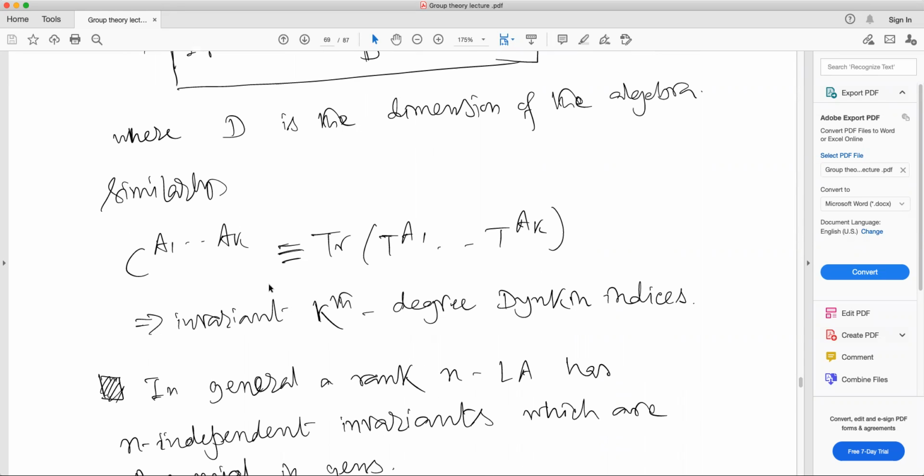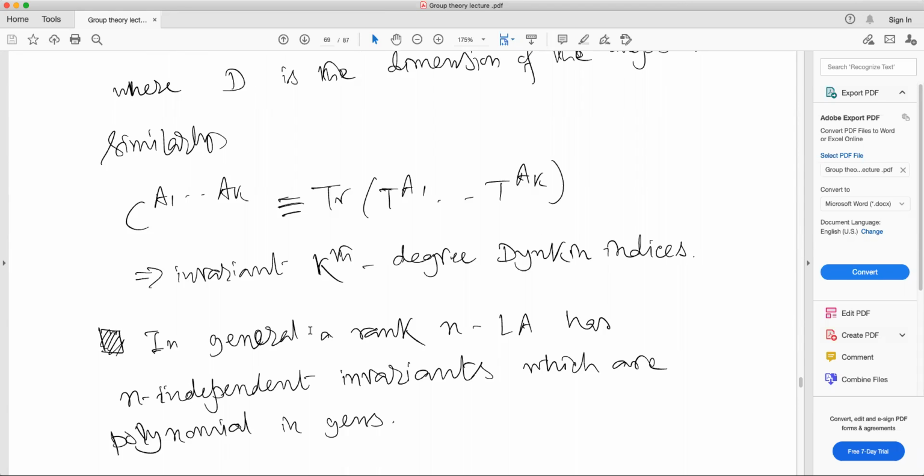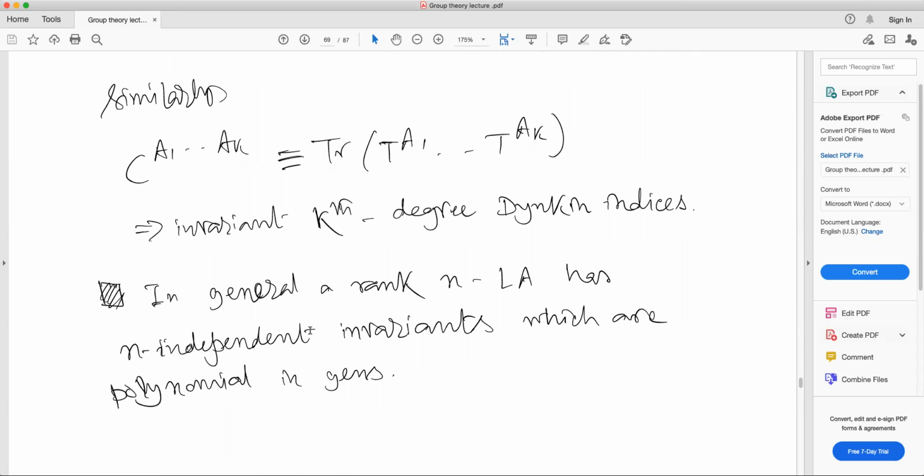Now similarly, for A1 up to AK, one can write down the trace of T^A1 up to T^AK, which is an invariant, the K-th degree Dynkin index. So in general, a rank n Lie algebra has n independent invariants which are polynomial in general. This is the general remark that we have noticed here.